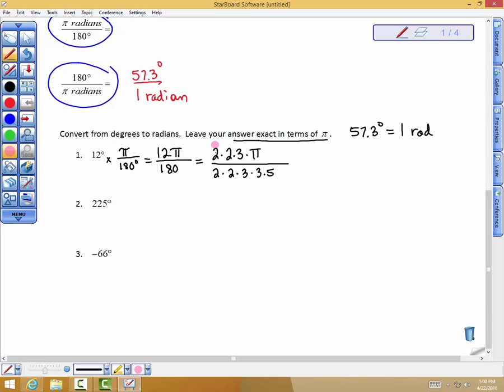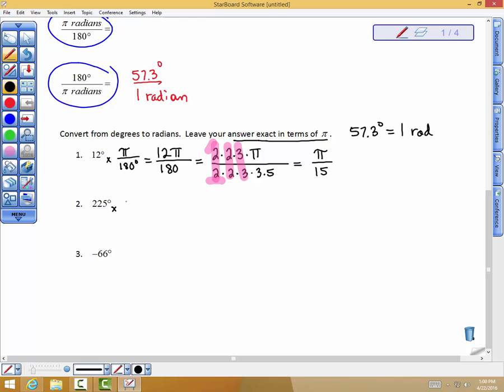And I'm going to reduce. I'm going to remove 2 over 2 because it's equal to 1. I'm going to remove 2 over 2 because it's equal to 1. I'm going to remove 3 over 3 because it's equal to 1. And I've reduced this angle and written it in terms of pi, and it will be represented as pi over 15.